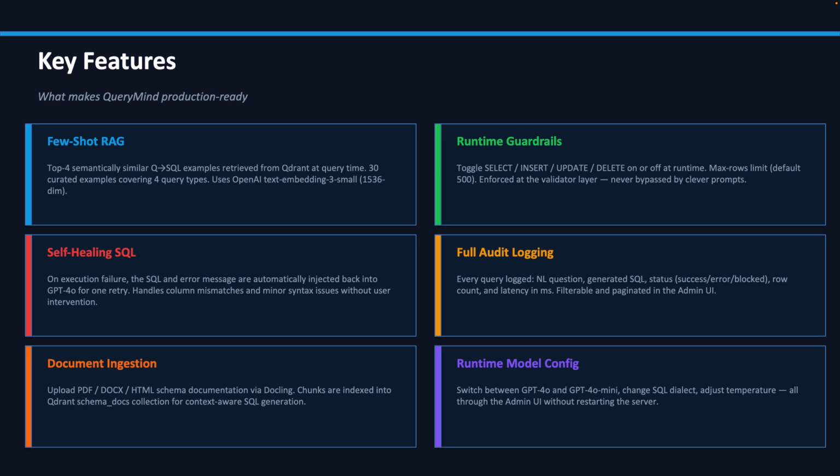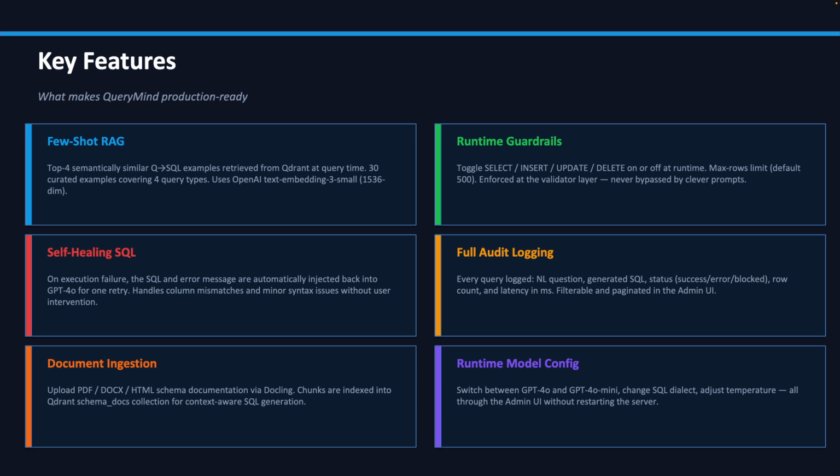Next is runtime guardrails. Each SQL operation can be toggled on or off through the admin interface. You can also set a max number of rows it can give in the results. These are enforced at the validation stage. They can't be bypassed by any clever phrasing.